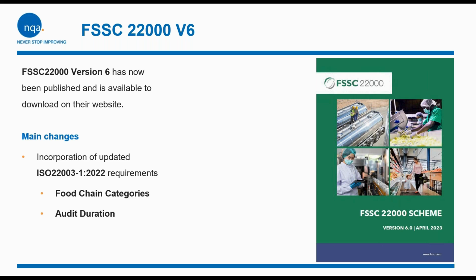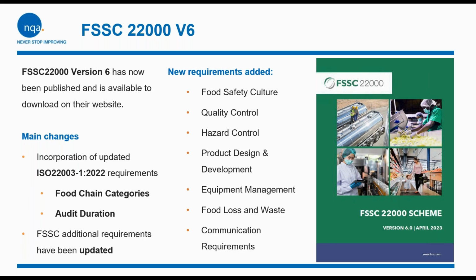The main changes are the incorporation of updated requirements from ISO 22003. There's updates to food chain categories, audit durations, and there's some FSSC additional requirements that have been updated, and there's a number of new requirements in the FSSC additional requirements section.